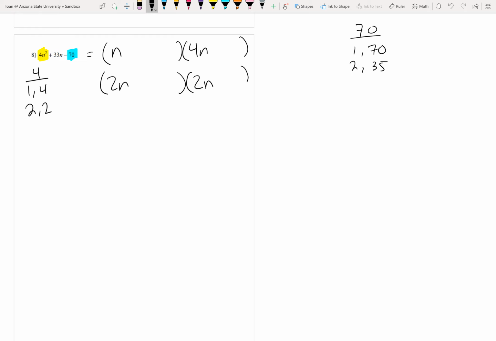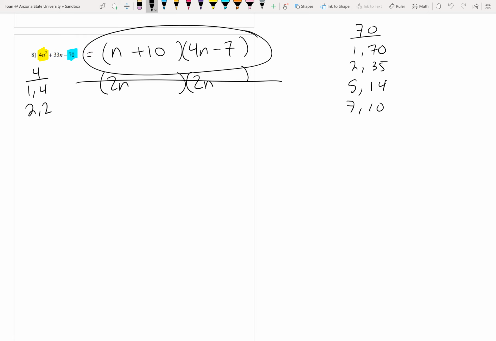Does 4 work? No. 5 would work. 1 and, let's see, that's 2. 4, 6 doesn't work, 7 and 10. You just have to guess and check until you get it right. So I'm not going to go through the rundown for this. I'm assuming by now you get the idea, but guess and check, you'll find out that the actual factored form is n plus 10 and 4n minus 7. Again, I'm skipping all the guess and check. It's the same idea.